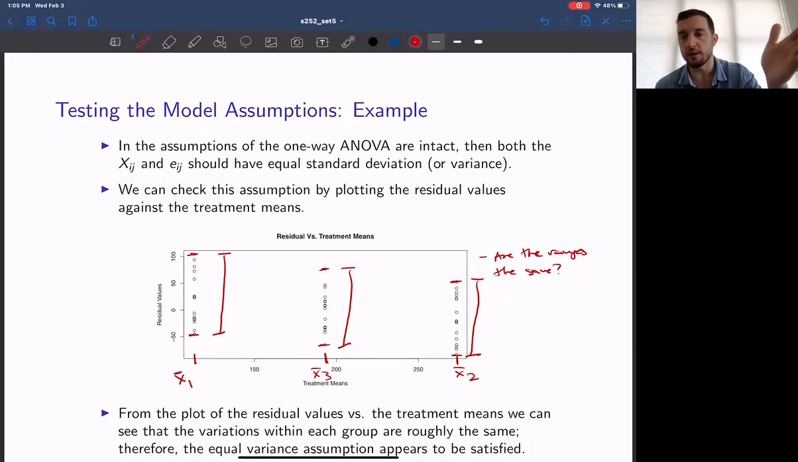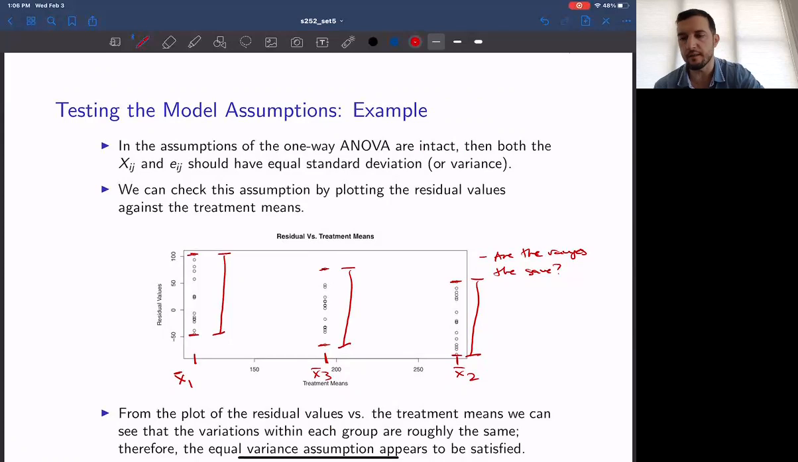Another approach would be to use the rule of 2. So we take the largest standard deviation divided by the smallest standard deviation. And if that is within a factor of 2, we would say that the variances are equal, though that's a somewhat crude approach. We could also construct a formal hypothesis test for variance equality, which is called Levene's test.